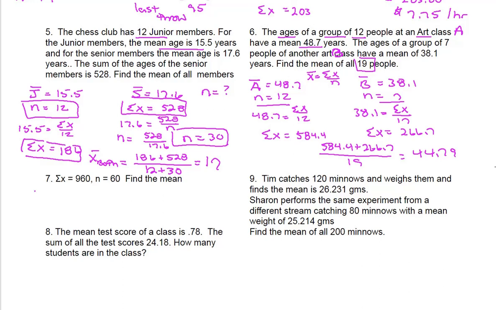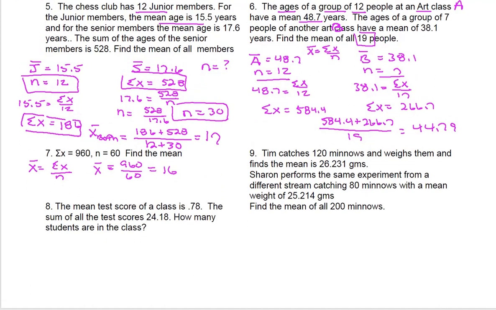All right, now number 7, what happens is it looks a little bit weird, but it's actually a lot easier. They're basically giving me the sum of the x's, and they're telling me the number of pieces of data. So all I got to do is take the 960 divided by 60 and get my mean. In number 8, it says the mean test score is 78 or 0.78, and the sum of all the test scores is 24.18. How many students are in the class?